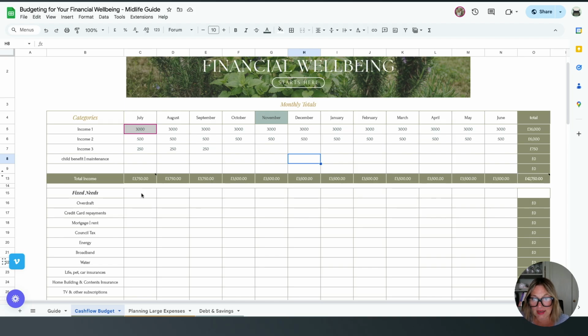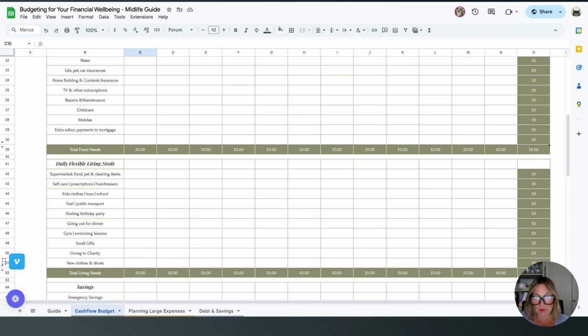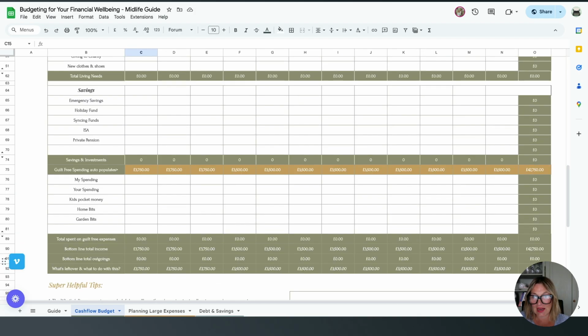All right, so you can now see what you're getting every single month and you can see what you're seeing at the end of the year. I'm going to show you the bottom of the screen now because this will tally up for you. Because we've not entered anything into the expenses, you can now see that the guilt-free spending has auto-populated, so currently matches your income because we've not taken into account any expenses. So far, so good. Fabulous.